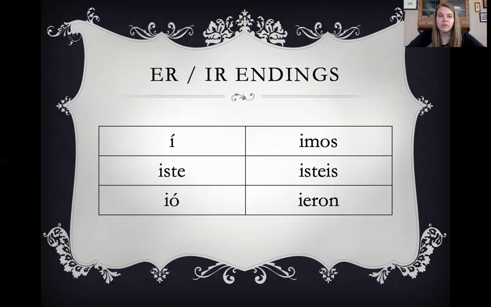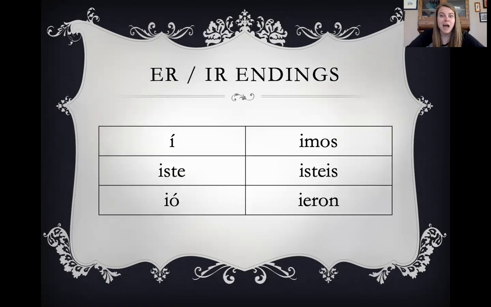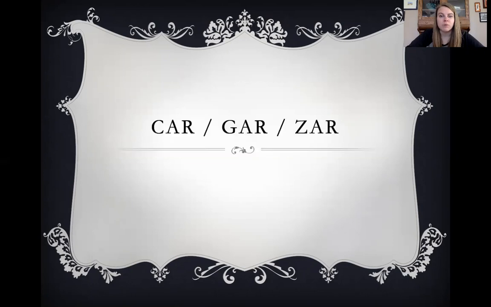And these are our regular ER and IR endings. ER and IR share the same endings. They're not separate endings. Again, pay attention to the accent marks. For AR, the yo form is just an O. For ER and IR, it's IO, and the O's have accent marks for both of them.